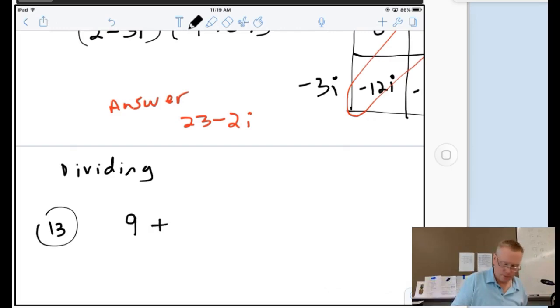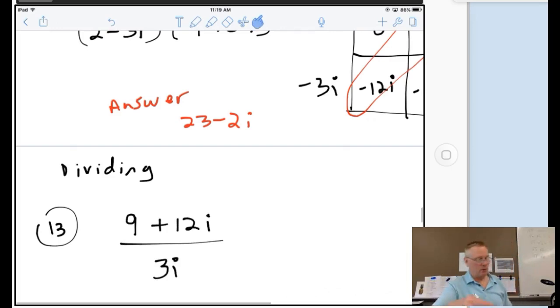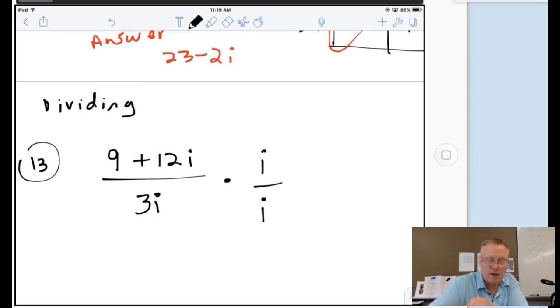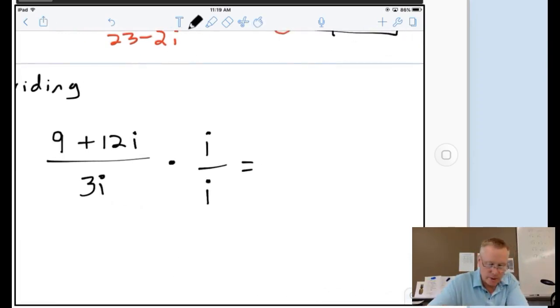Nine plus 12i over 3i. All right, so that's considered a radical in the basement, and you're not supposed to have any radicals in the denominator when you give your final answer. So the way to get rid of it is if I have i times i, that's i squared, which is really -1. So that will be how I get rid of the square root of -1 in the bottom of the fraction.